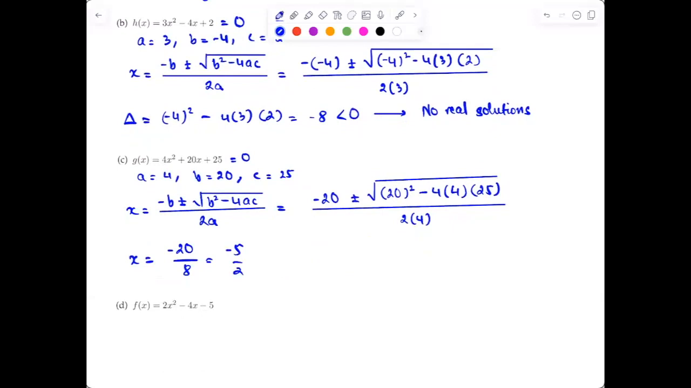Good. All right, so we're running out of time. The last problem should be easy, very similar to the last three that we covered. So I'm going to leave it to you to do.